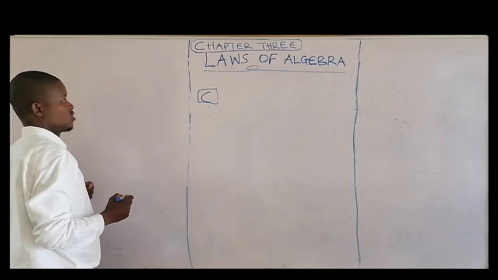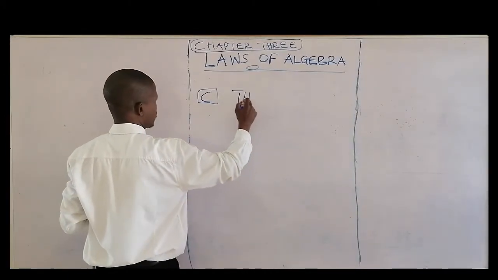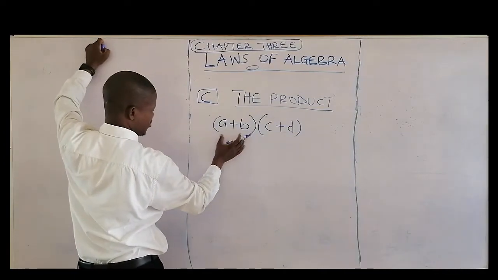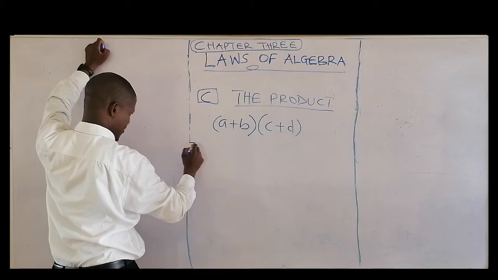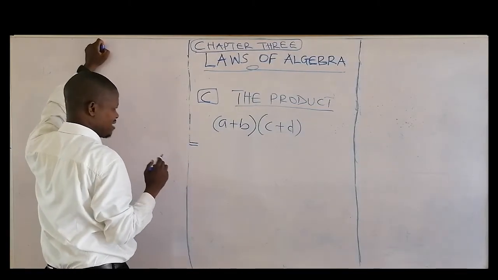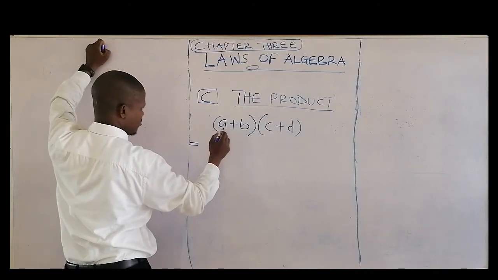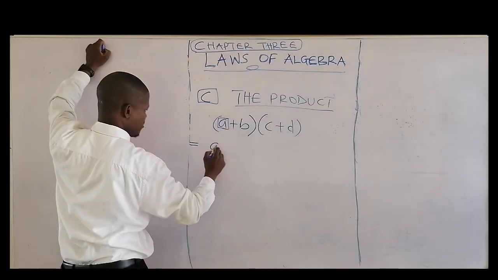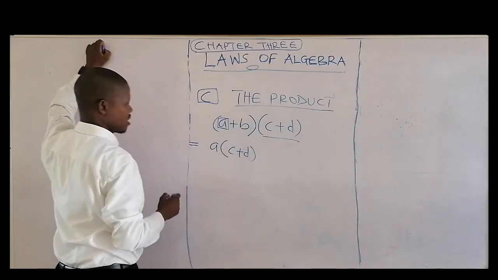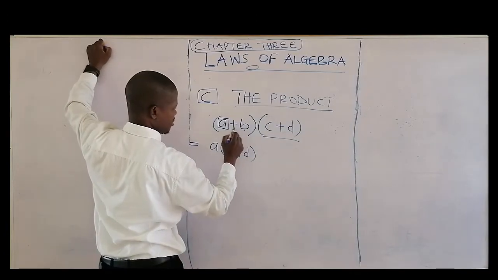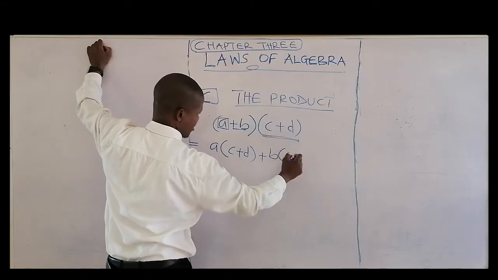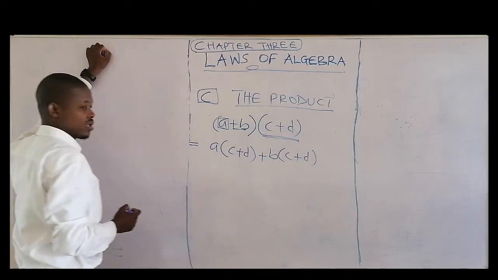Another subsection you want to look into is the product, and you want to do the expansions of this. This is an expression times this one. You want to expand this. This is very simple. How do you do it? You can make it easy by using the first one here: A times everything here, C plus D. Then plus B times this same C plus D. So that's how to do your expansion.